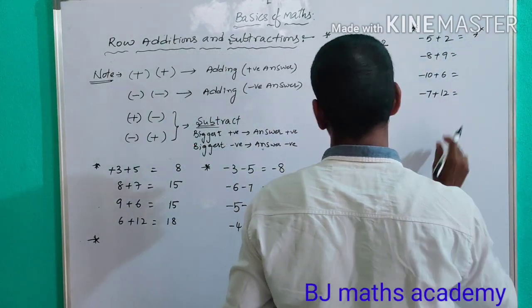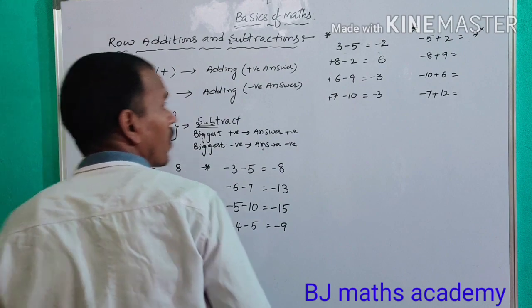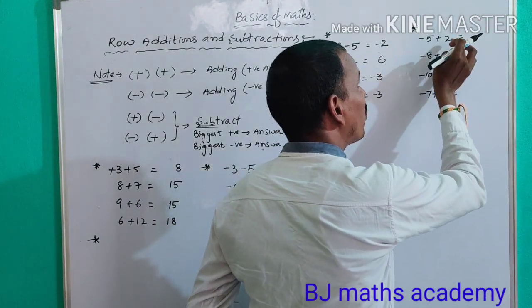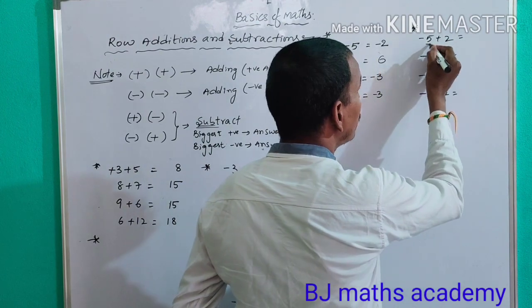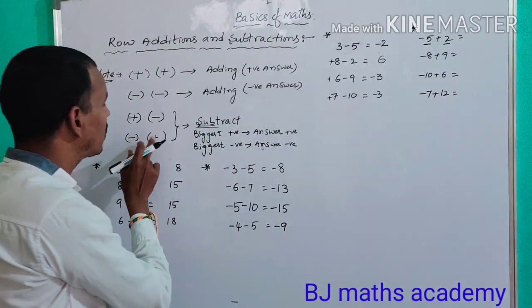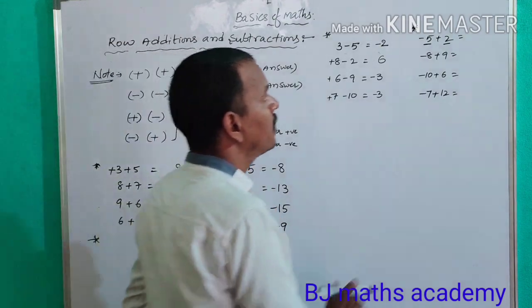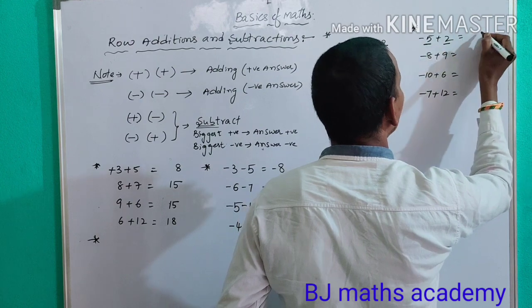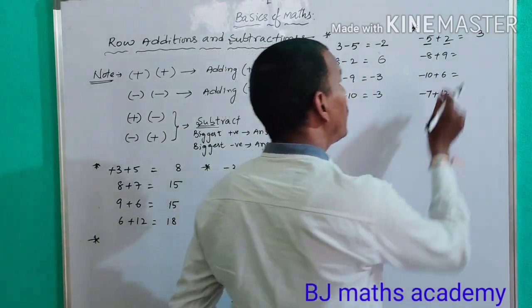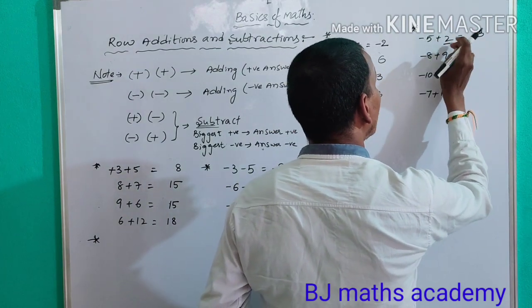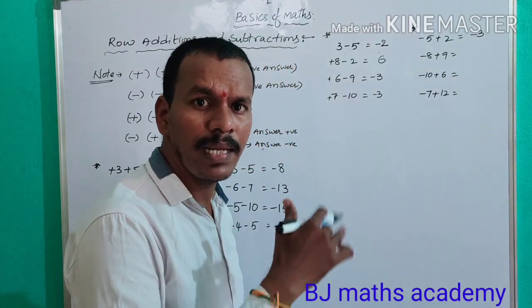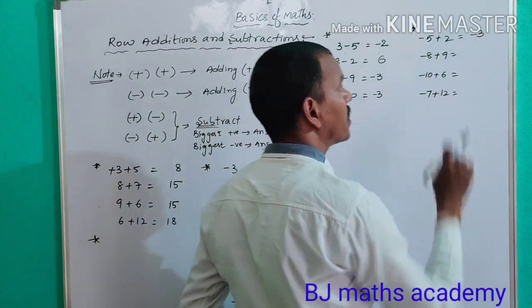But what is the correct way? One is negative, one is positive, so we can subtract it. One is negative, one is positive, we subtract. If we subtract, how much do we get? 5 - 2 is equal to 3. But here the biggest is a negative number, so the answer becomes negative. 5 is the biggest, the biggest has minus, so the answer has minus.